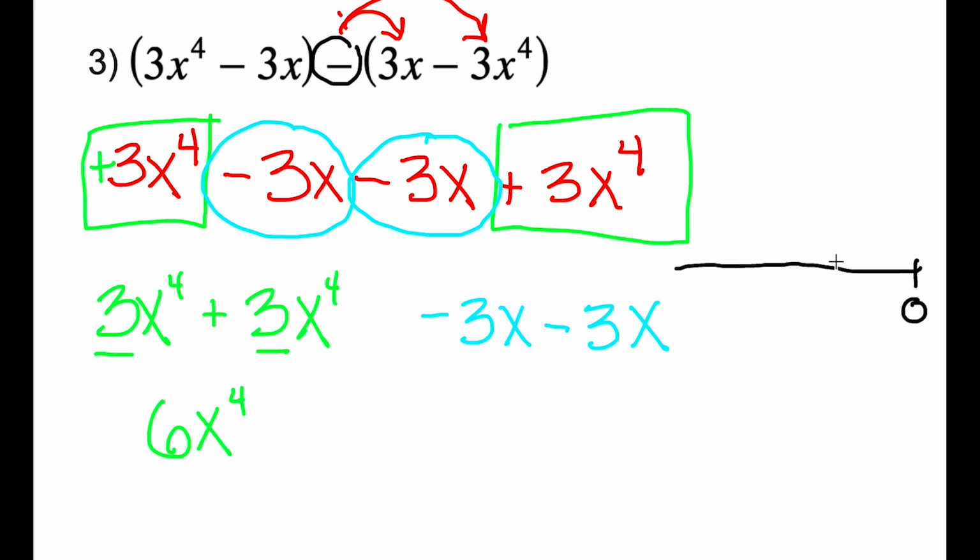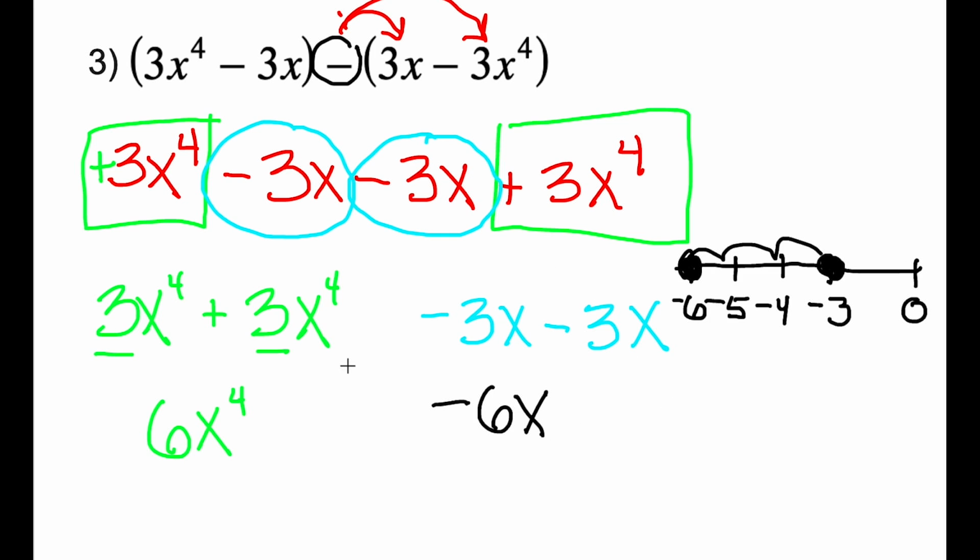If it helps you to picture this on a number line, feel free to do so. I am starting with a negative 3, and then I'm taking 3 away from that, or 3 in the left direction. So negative 3 and negative 3 becomes a negative 6x. You can also think of this as adding the numbers together and keeping it negative. Now that all my like terms are combined, I will write my final answer in standard form, 6x to the fourth minus 6x.